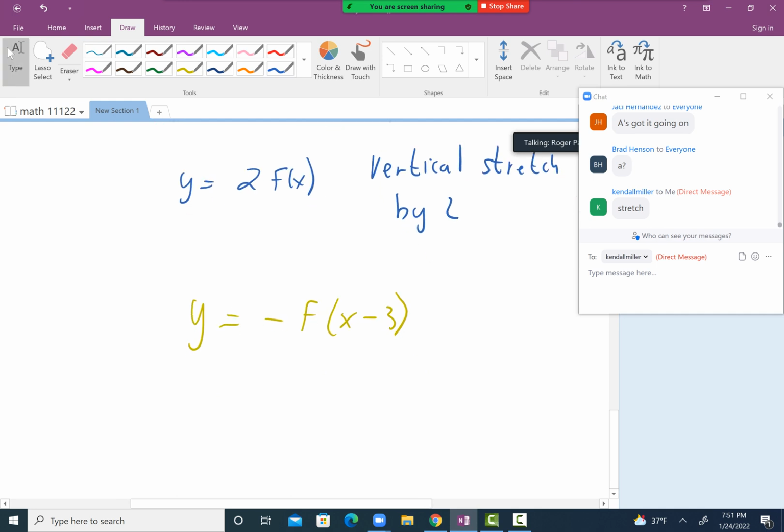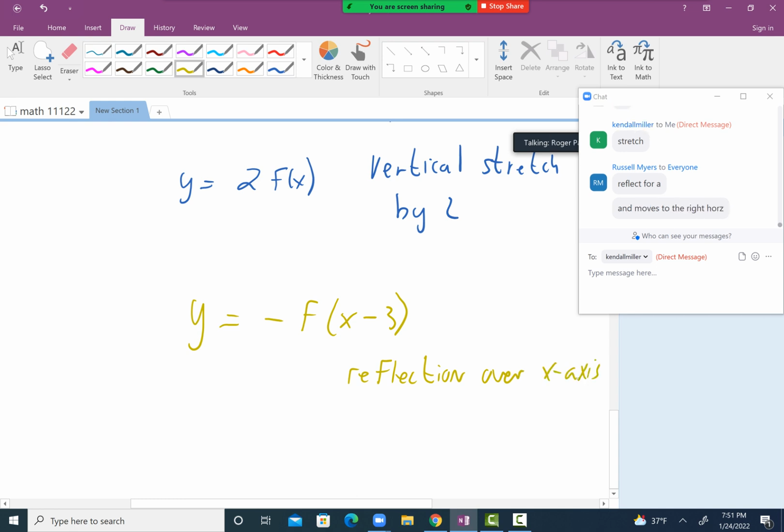All right, so now I have two things going on here, right? So if I was to describe these transformations, what would I say? I got to reflect, very good. So I have a reflection, good job, over x-axis, good job. What else we got? Moves to right. How much?